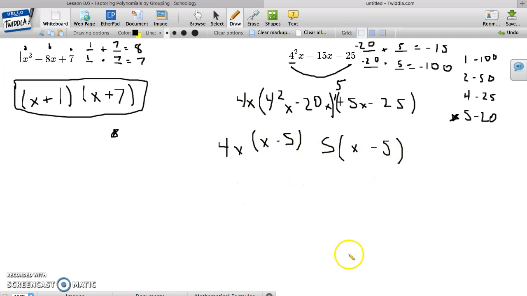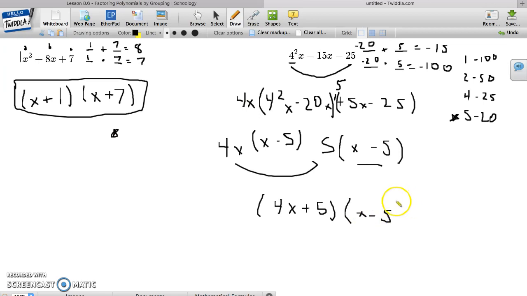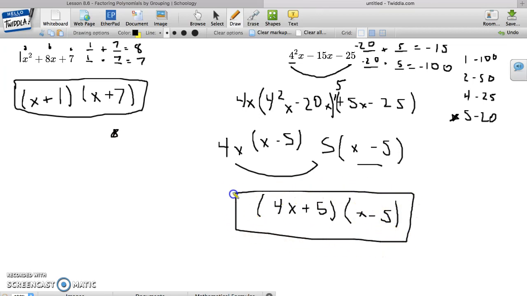And now we just rewrite this, so we just combine these two numbers together and you just take this number. So our final answer is 4x plus 5 and x minus 5. And there we go. This is our answer to number 2.